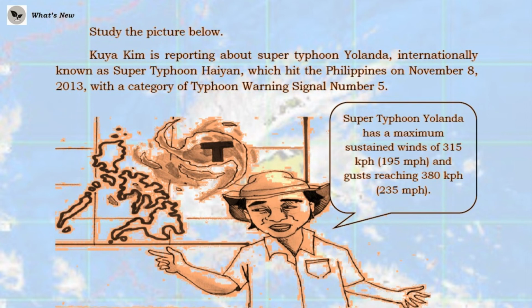Guayaquil is reporting about Super Typhoon Yolanda, internationally known as Super Typhoon Haiyan, which hit the Philippines on November 8, 2013, with a category of typhoon warning signal number 5. Super Typhoon Yolanda has a maximum sustained wind of 315 km per hour, 195 miles per hour, and gusts reaching 380 km per hour, 235 miles per hour.